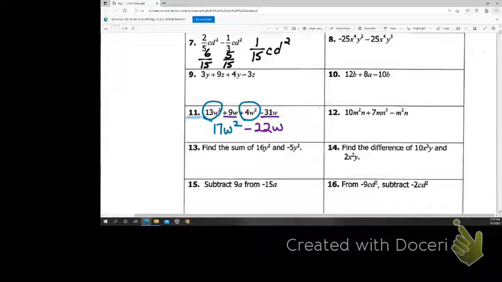13 through 16 are just written in words to start out with. Remember that sum means to add, and so I would be doing this. Subtract 9a from negative 15a. So the negative 15a would be first.